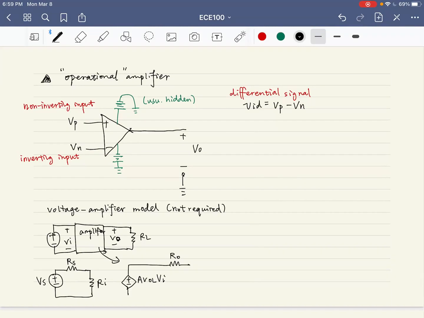Ri is the input resistance. RO is the output resistance. RS is the internal resistance of the source. To simplify the problem, let's ignore it. Alright, so the original black box is expanded in this way.